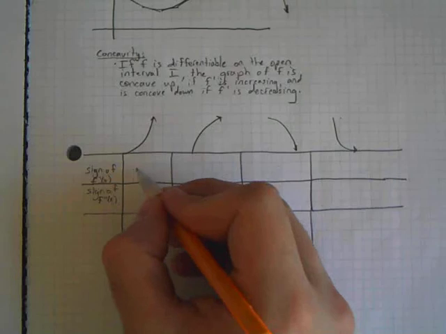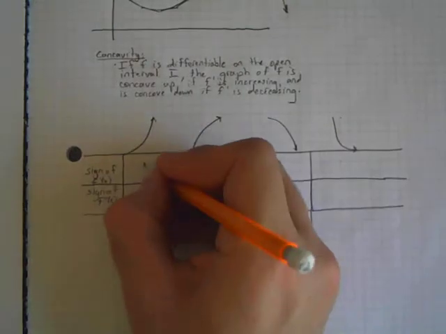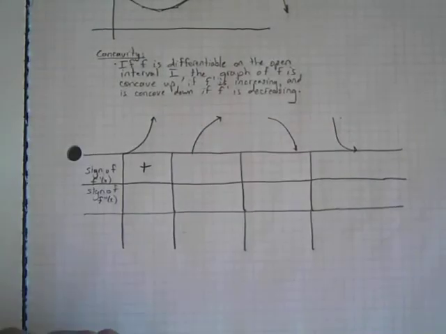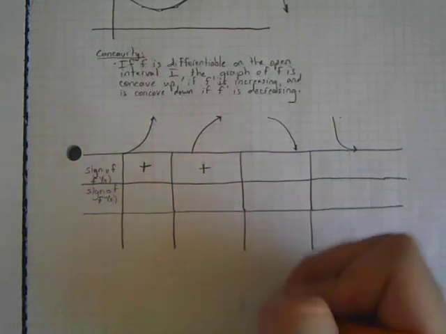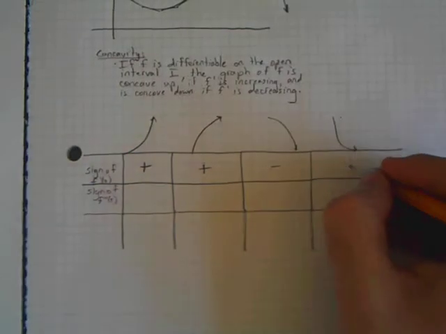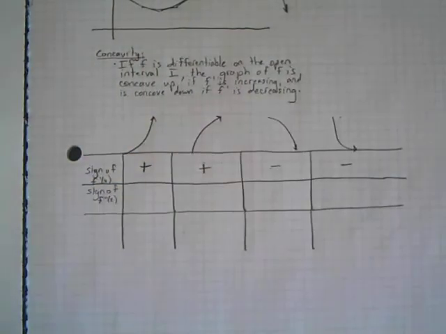All right, so this one is increasing, so we know we're going to have a positive slope. Same thing with this one, it's increasing. Then we have something that's decreasing and something that's decreasing. So those are the signs of the first row there. Now we're going to go to the second row.